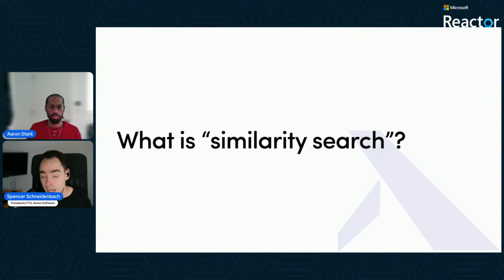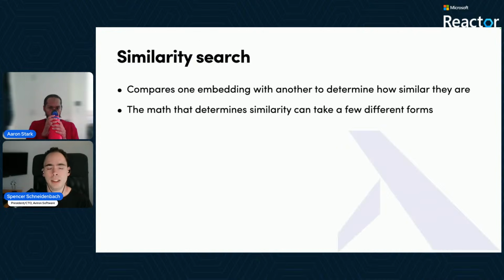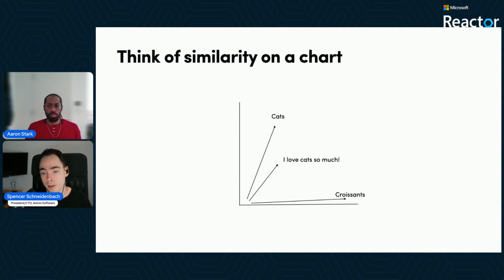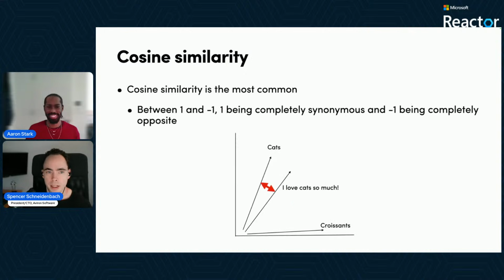So we've got these embeddings, but now what do we do with them? We've captured all this semantic meaning. So we've got to talk about similarity search. Basically, a similarity search compares one embedding with another to determine how similar they are. And it really is a math problem. How that determines similarity can take a few forms. If you think about these on a chart, you can see that cats and croissants are probably not very related, but cats, and I love cats so much, would be related because they are similar.